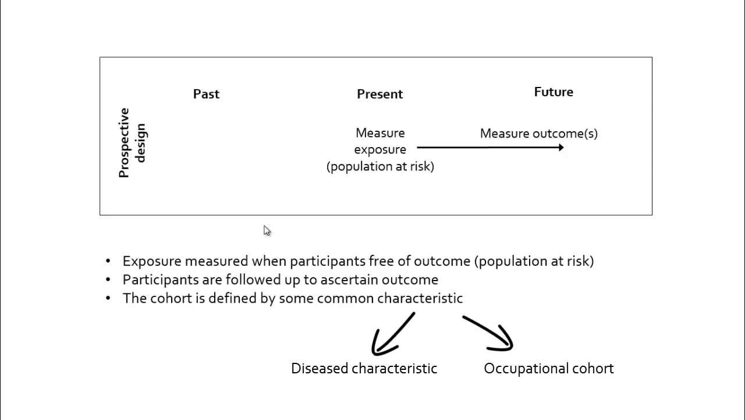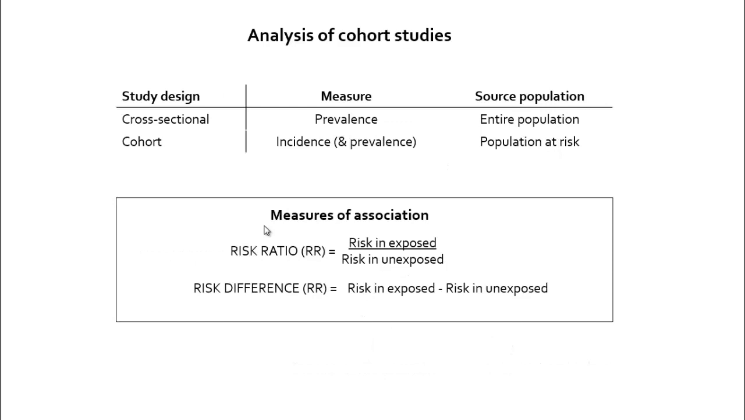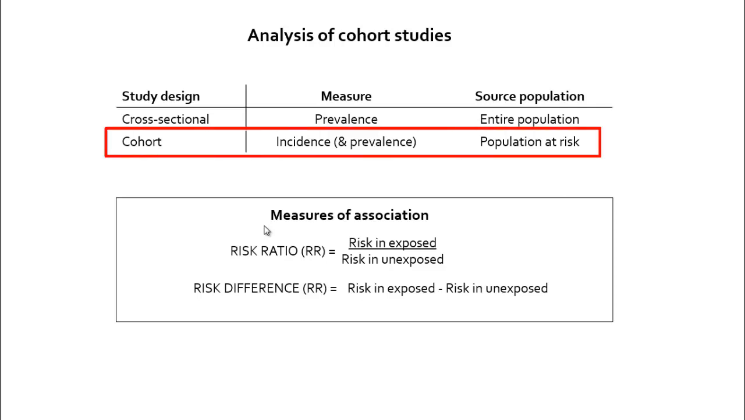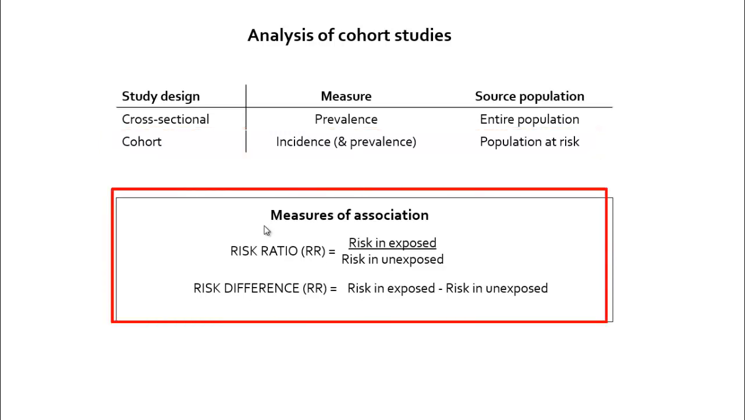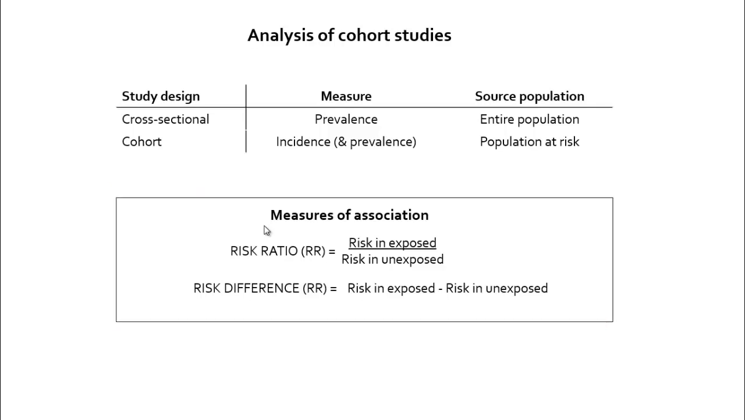The Whitehall cohort is an example of such an occupational cohort, and that's a longitudinal study of London-based civil servants. In terms of the analysis of cohort studies, because we begin with a population without the outcome, i.e. a population at risk, if our outcome is binary, then we can estimate the incidence and risk of the outcome. So that's quite a nice feature. And it also means that we can use measures of association such as the risk ratio and risk difference.